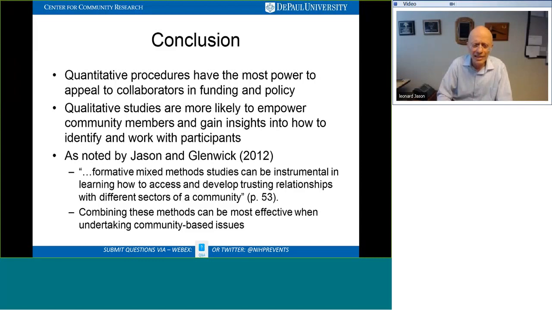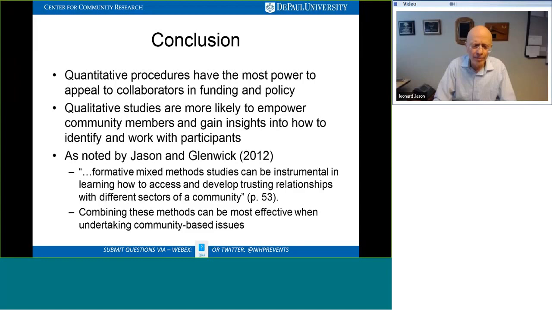On the other hand, qualitative studies are more likely to empower community members and gain insights into how to identify and work with participants. So, in a sense, the qualitative studies really are attempts to appreciate the characteristics and the feelings of the people that are involved in these projects. And I can just say that by going to Oxford House meetings and conventions, and by sitting down and talking with individuals and getting the individuals from the Oxford House movement to tell us what they think is important to study, and to involve them in thinking about how to study the topics, we actually end up with richer types of research that ultimately could lead to different types of funding sources, as was indicated in the Oxford House studies.